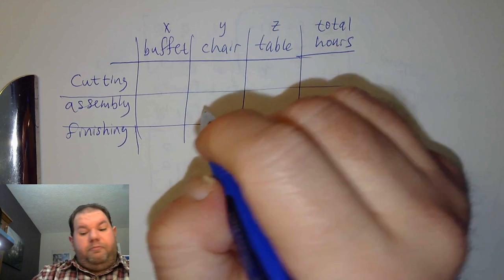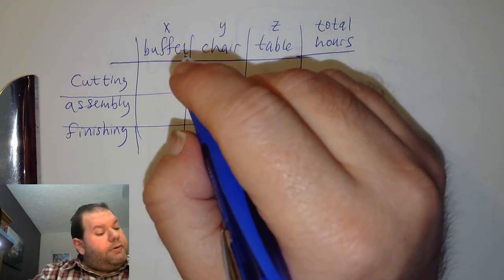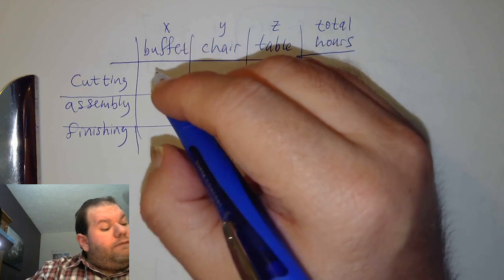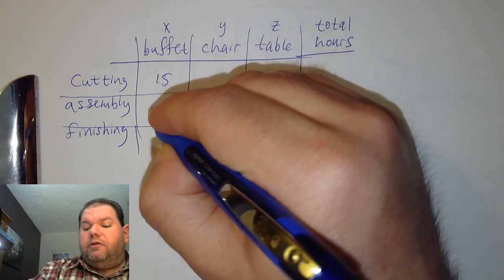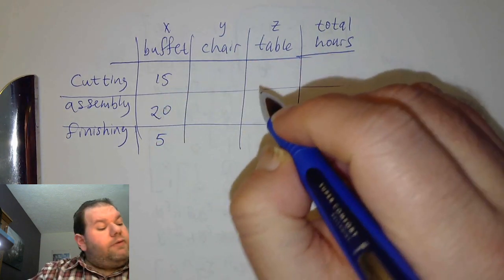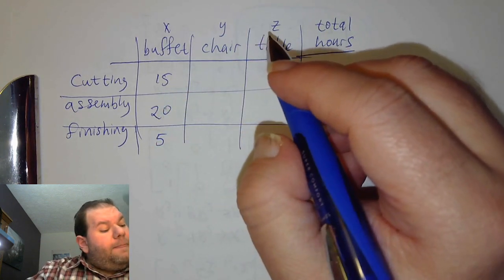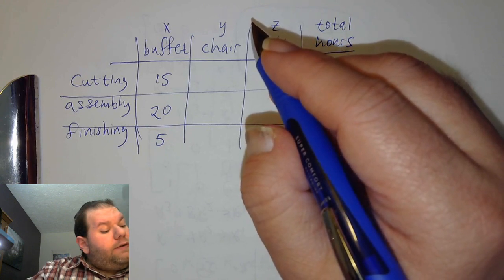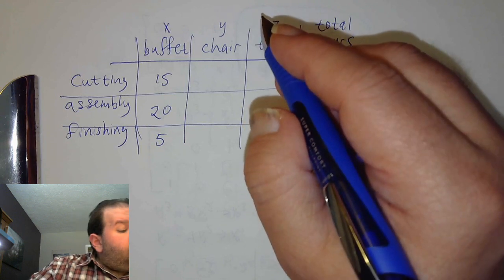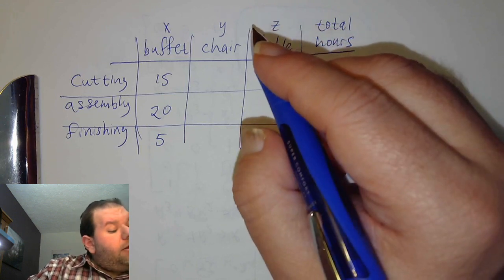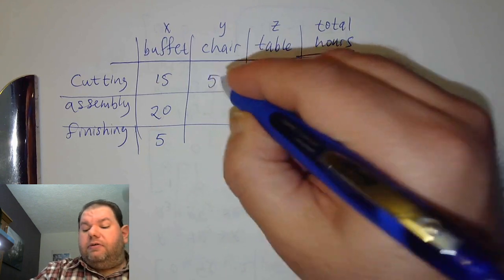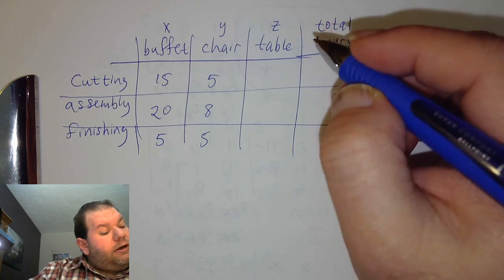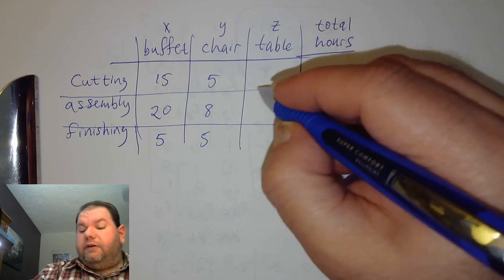So for a buffet, it was 15 hours for cutting, 20 assembly, and 5 finishing. For the chair, let's see, a chair requires 5 cutting, 8 assembly, and 5 finishing. And a table requires 10 cutting, 6 assembly, and 6 finishing.